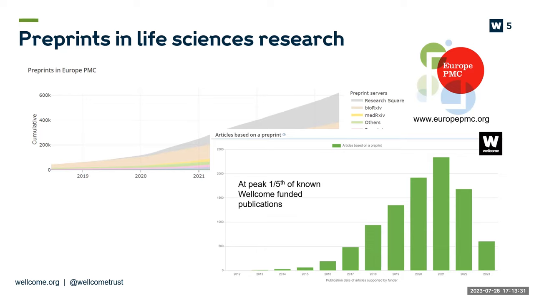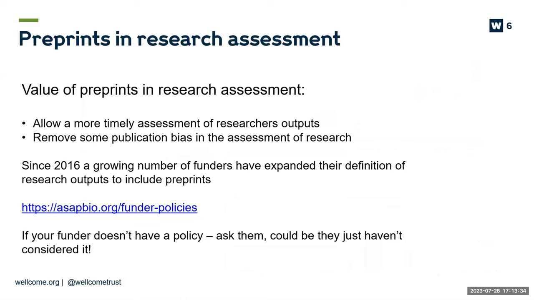So when it comes to research assessment, some of the values of preprints to research apply again. It allows us to carry out a more timely assessment of a researcher's output, the work that they've done in the last year or two. It means we don't have to accept an in-press or submitted manuscript. We can actually get access to the more recent research outputs. And we hope that it also supports in removing some of the publication bias in the assessment of research.